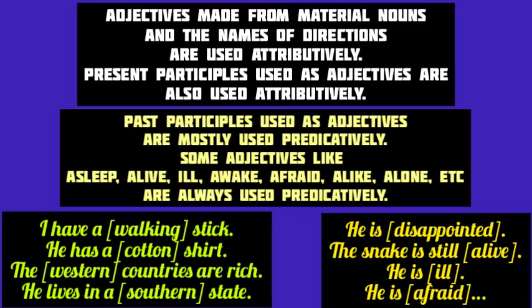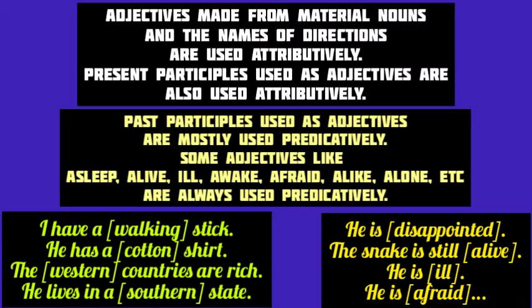In addition, when present participles are used as adjectives, they are always used attributively. In the sentence "I have a walking stick," the present participle walking has come before the noun stick to describe it. So it's an attributive adjective here.